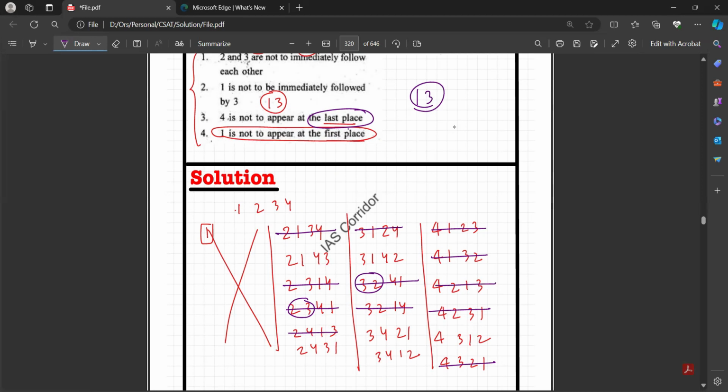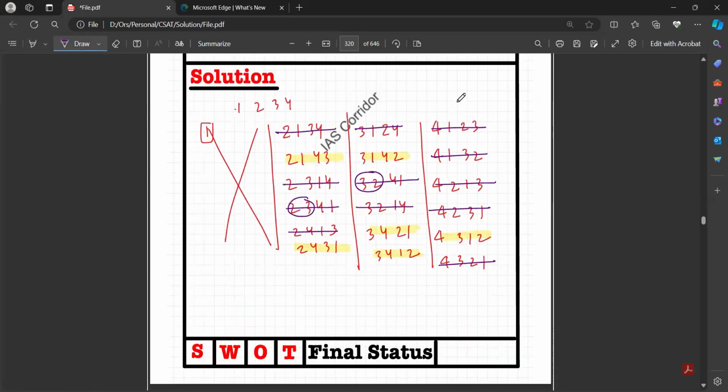So how many numbers are left? See, the first number is 2, 1, 4, 3, then 2, 4, 3, 1, 3, 1, 4, 2, 3, 4, 2, 1, 3, 4, 1, 2, and 4, 3, 1, 2. All these are the 6 numbers. Clear? So total how many cases? 6 cases. So your answer would be 6. Clear? Proceeding to the next one, question number 2.